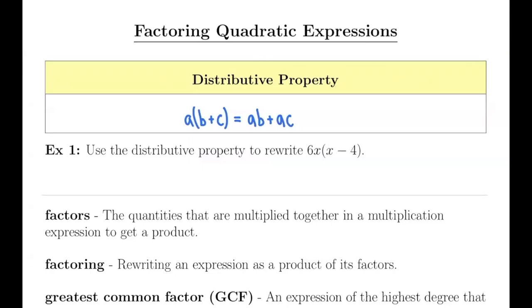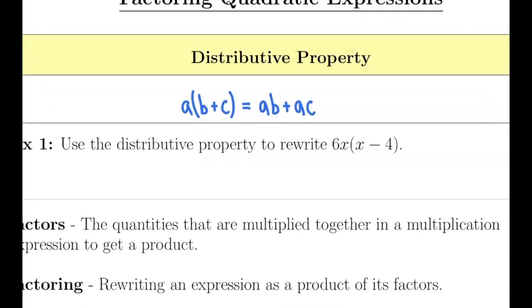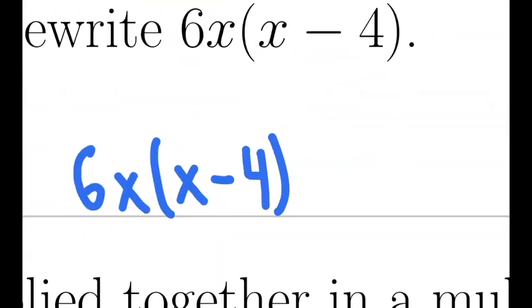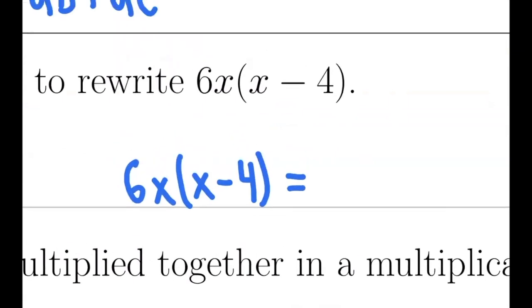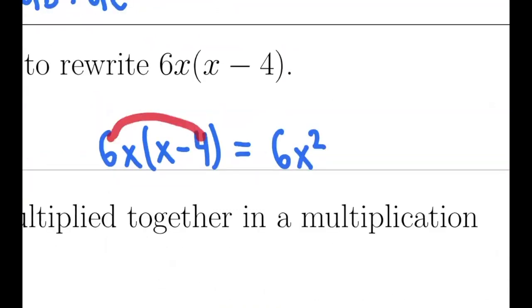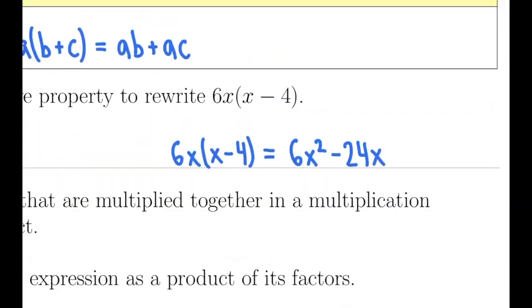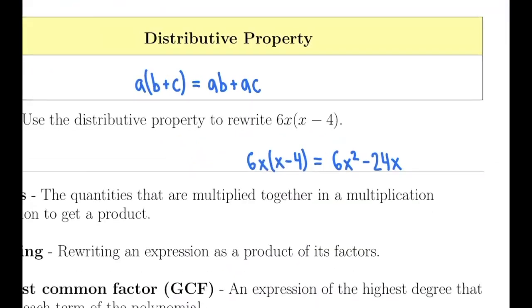So that's the distributive property. Pretty simple, right? So for my first example, we're gonna use the distributive property to rewrite 6x times x minus 4. Let me just rewrite the problem. So 6x times x minus 4. Again, what I can do is distribute the 6x to each term. So what's 6x times x? 6x squared. That's right. And then 6x times negative 4. Negative 24x. Yes, that's right. So minus 24x. So that's what you get when you use the distributive property. We're just rewriting 6x times x minus 4 as 6x squared minus 24x.